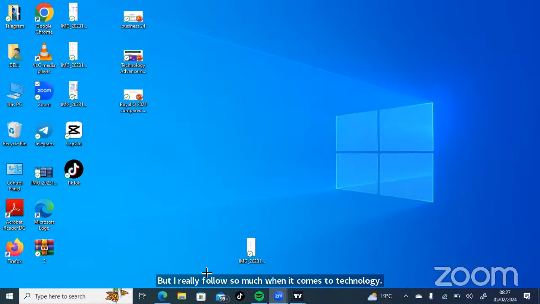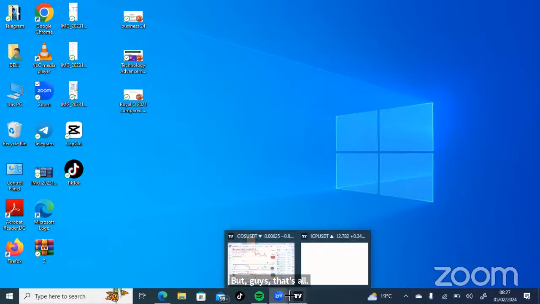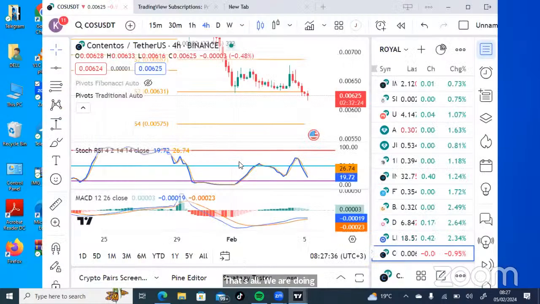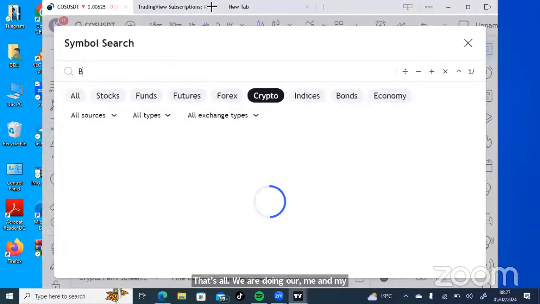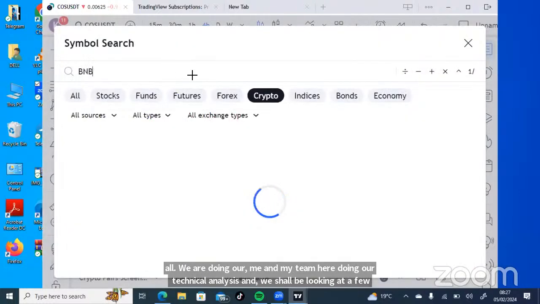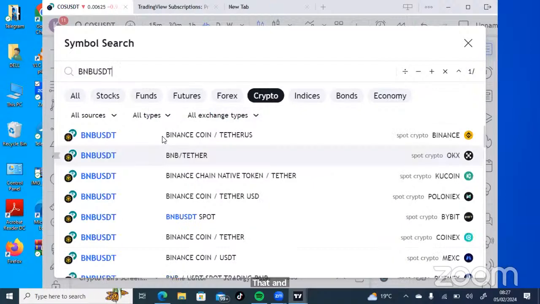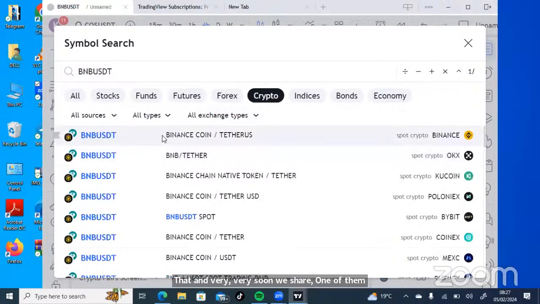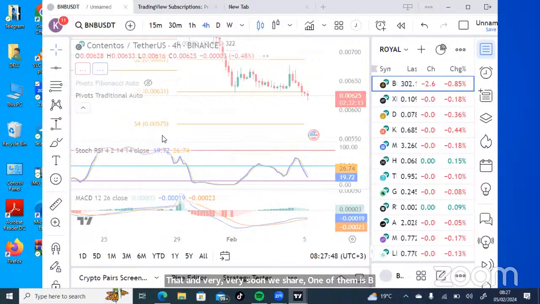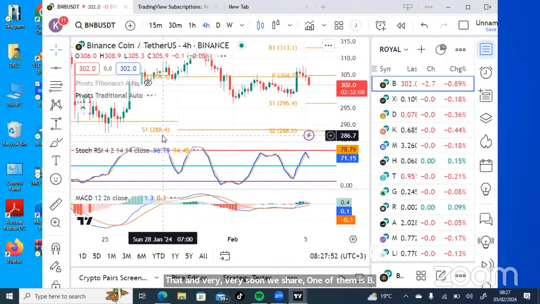Guys, that's all. Me and my team are doing our technical analysis, and we shall be looking at a few coins and very soon we shall drop you a signal. One of them is BNB, but we usually try to lay out and find which one speaks more sense.